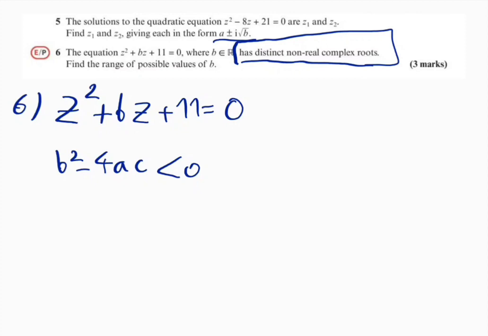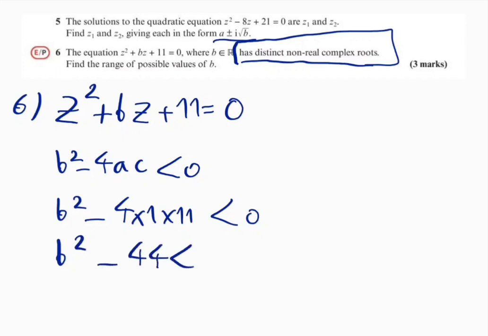Now let's work out the discriminant. So the value of b here is also b, so b squared minus 4, so a is just 1, and c is 11, so we write minus 4 times 1 times 11, is less than 0. And we have b squared minus 44 is less than 0. And we simply have to solve this inequality, and we can find the range of possible values of b. And that's why they are asking for a range of values of b, because we have an inequality. We don't have an equation to just find the possible values of b.